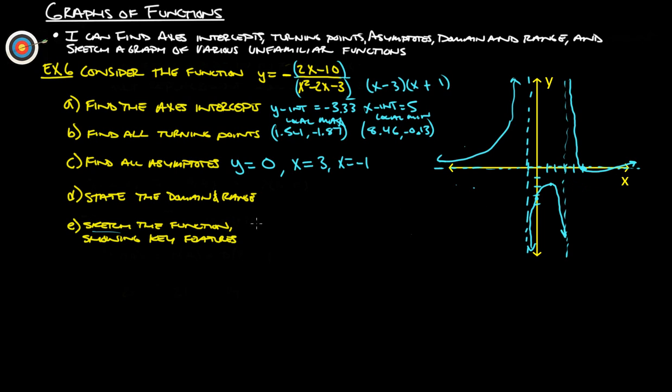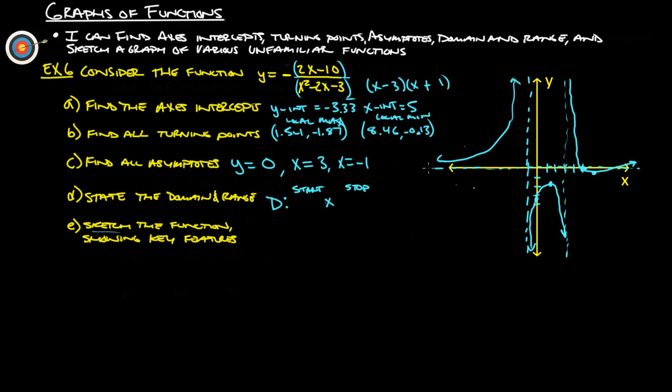Okay, and then sketch the function showing key features. So here's our function with our key features. There's our maximum, there's our y-intercept, there's our x-intercept, and here's our minimum there. Okay, so domain, start, and stop. And then we'll put the X in there, and then we'll figure out the range here in a second.